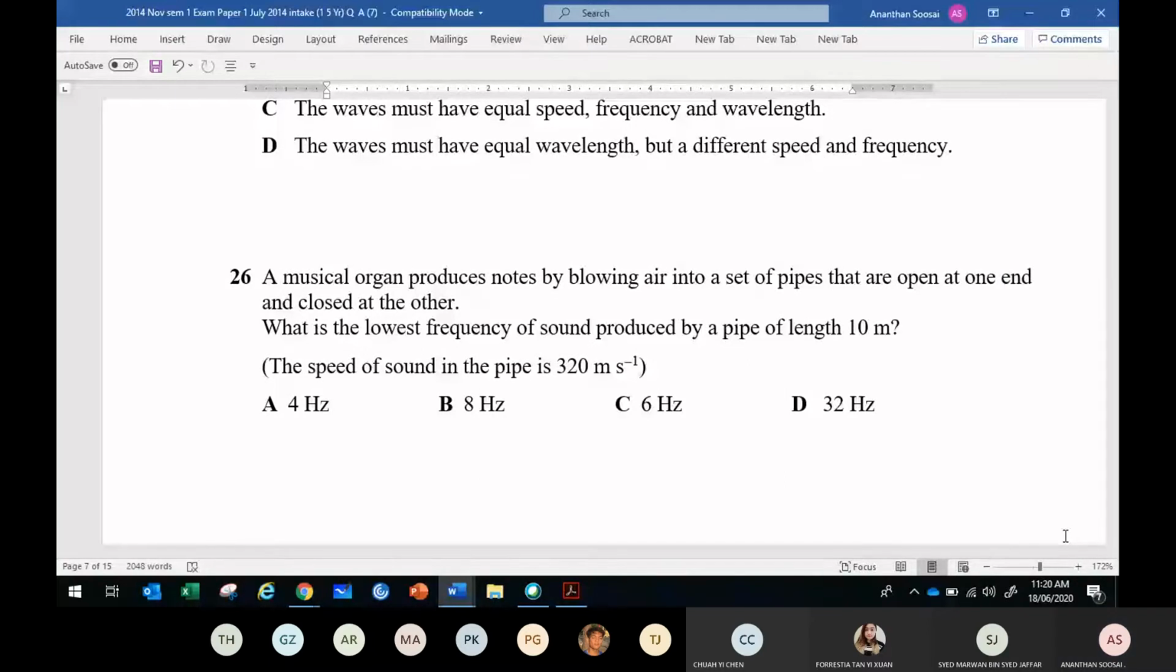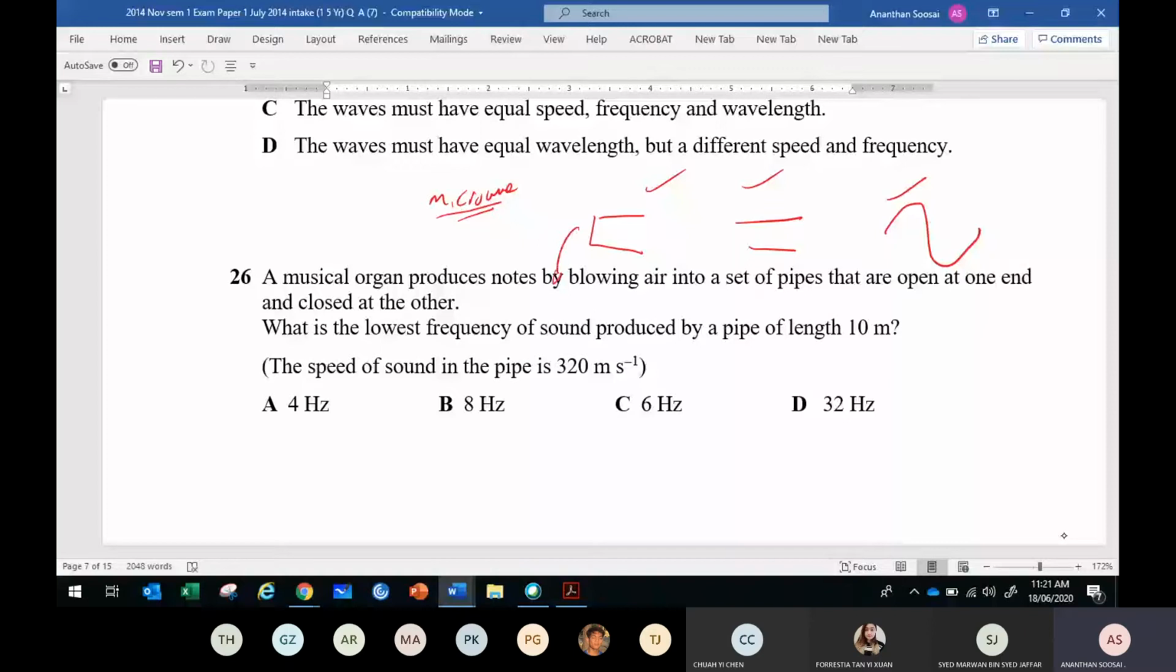A musical organ produces notes by blowing air into a set of pipes that are open at one end and closed at the other. Yes, this is a stationary wave. When you see a question on stationary waves, check: is it a closed pipe, is it an open pipe, or is it a string? Or is it a microwave? These are the four options. Normally these three. This case looks like this.